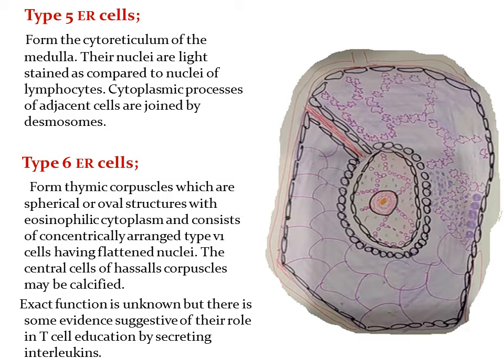The exact function is unknown, but there is some evidence suggestive of their role in T cell education by secreting interleukins. So these type 6 cells have flat nuclei and may show calcification, and we do not know their exact function, but they play a role in T cell education and secrete interleukins. So these are the six layers of the epithelial reticular cells from the cortex to the medulla.